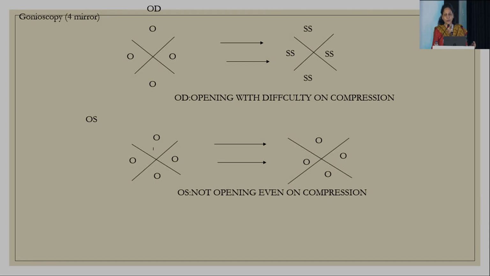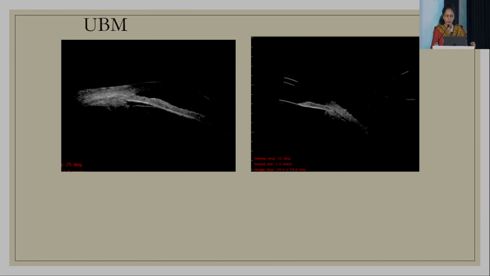It's again quadrant 0 in all the quadrants. So there was something else which was working, though the pressures were under control, but still a UBM was done. Now when you do the UBM, you see the features in the UBM, what is happening. You see that there is obliteration of the sulcus, the anterior rotation of the ciliary body, obliteration of the sulcus, and a kind of flattening of the iris surface.